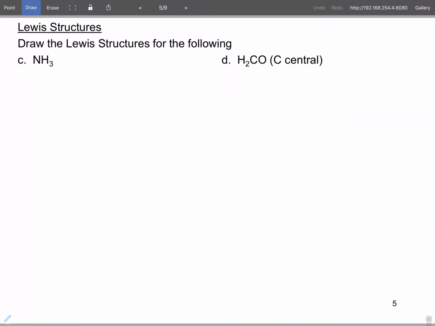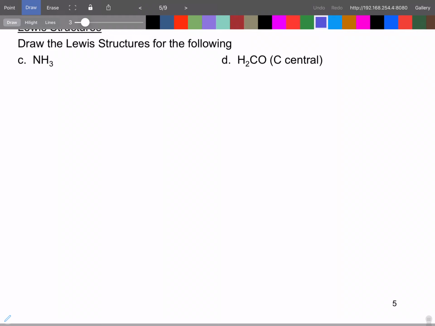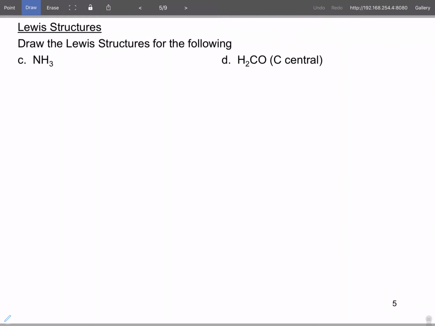All right, so that brings us to the next one, which is ammonia. So we have 5 plus 3 times 1, which is 8. So nitrogen's your central atom. We have hydrogen, hydrogen, and hydrogen. So that's 2, 4, 6 electrons. Any electrons left over go on the central atom. Ta-da, we're good.